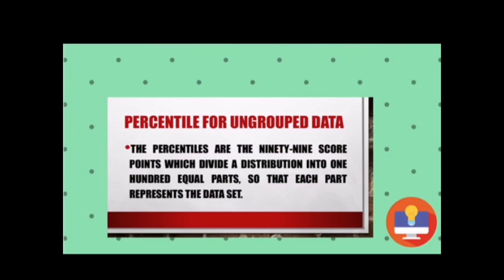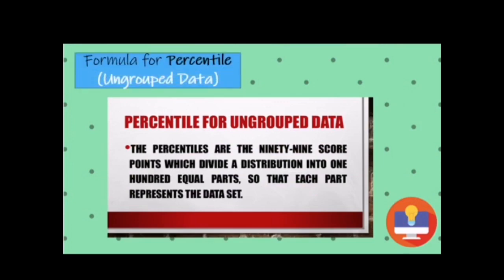Okay. Next, the last one is the formula for percentile. Percentiles for ungrouped data are the 99 score points which divide the distribution into 100 equal parts, so that each part represents one percent of the data set. So for the percentile, we have 99 points dividing the distribution into 100 parts. Okay.